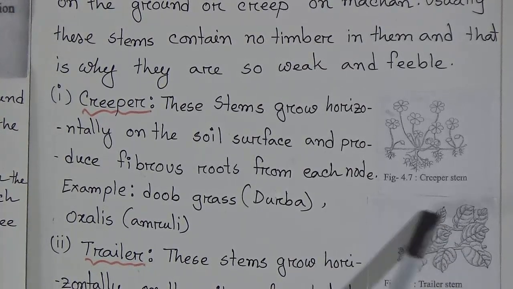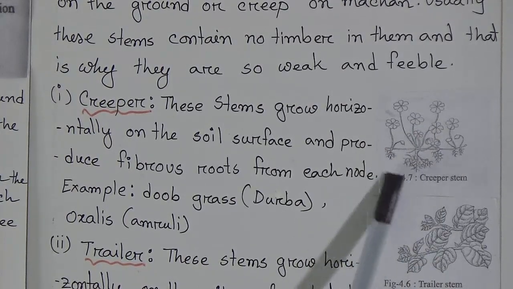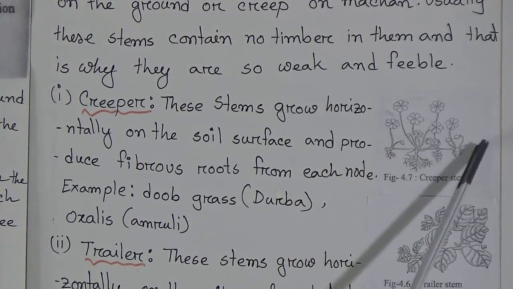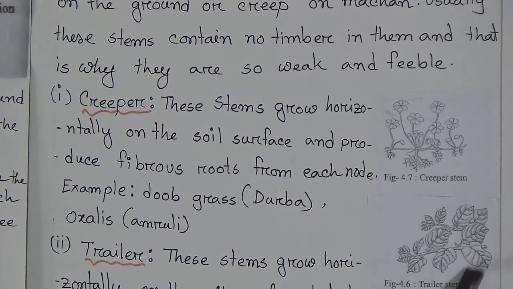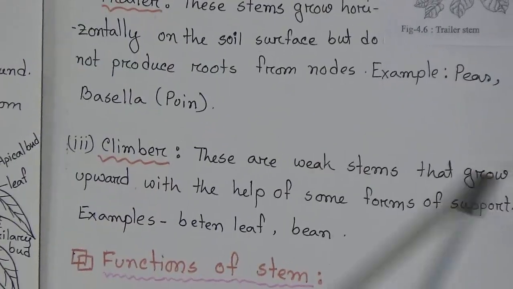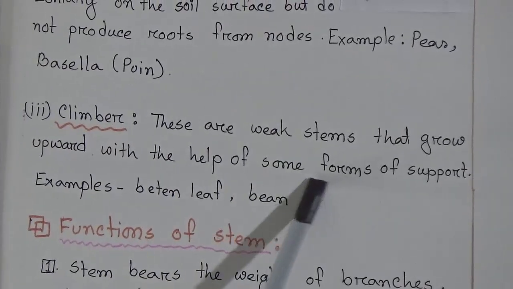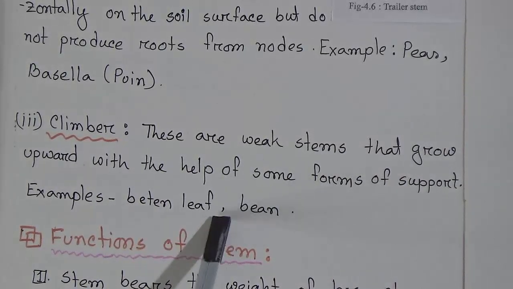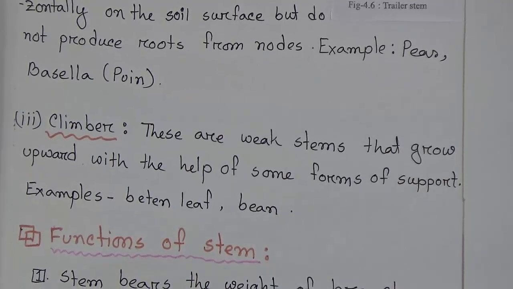This is the picture of a trailer stem, and this is the picture of a creeper stem. See, from here the roots come out, but there are no roots in the trailer stems. Now come to our next weak stem plant, the climber. These are weak stems that grow upward with the help of some form of support. Examples: betel leaves and bean.